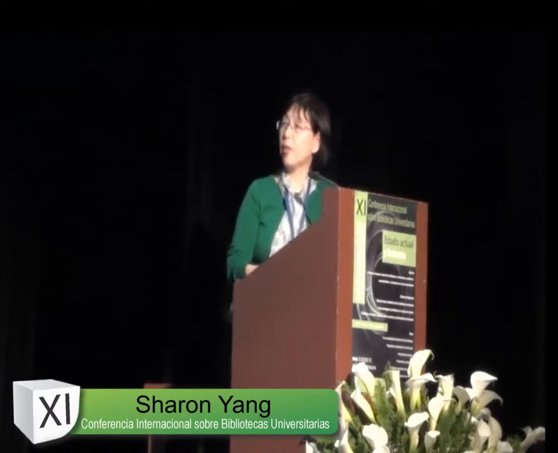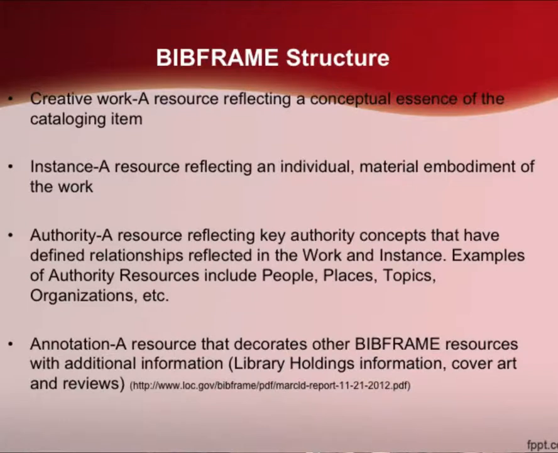Okay, the BIBFRAME structure. In BIBFRAME, we have some structures. The first class of objects is work. It's like a semantic RDA entity relationship. The first is creative work. It's an intellectual piece of work. And then, secondly, instances. Basically, an instance is a physical or material embodiment of the intellectual work.